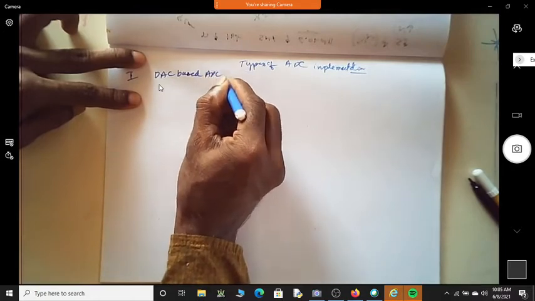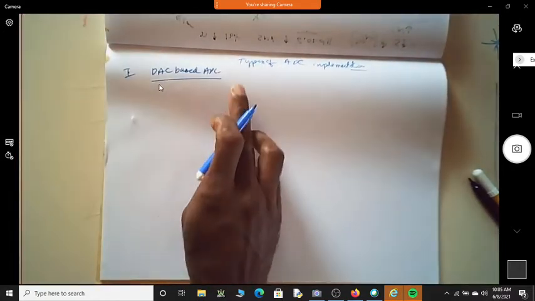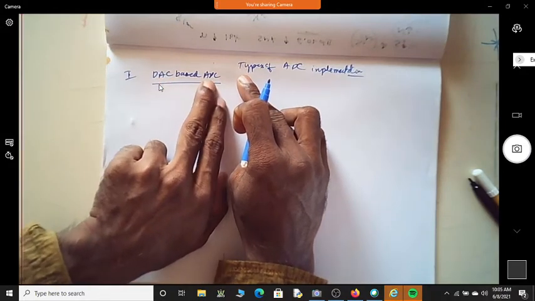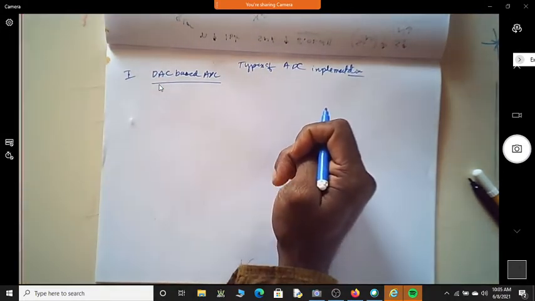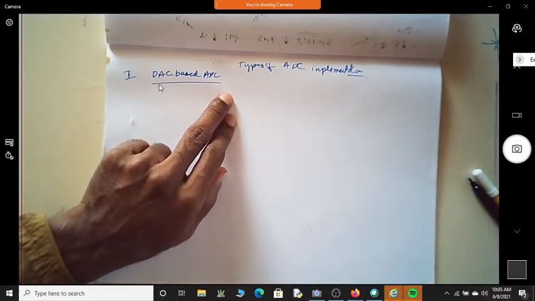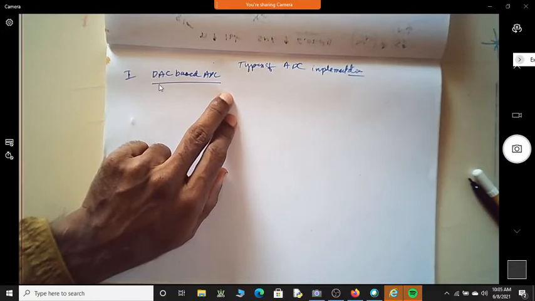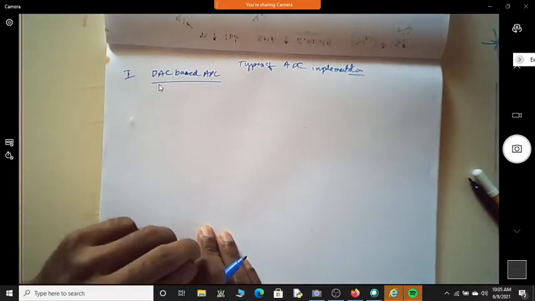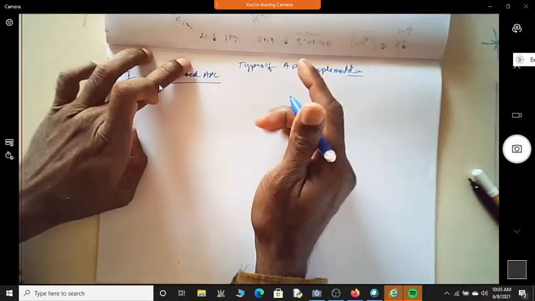DAC-based ADC. So we are going to have a digital to analog converter as a part of ADC. Let us try to write the functional diagram and try to understand the working of it, and see how it is able to convert that analog voltage to its digital equivalent.